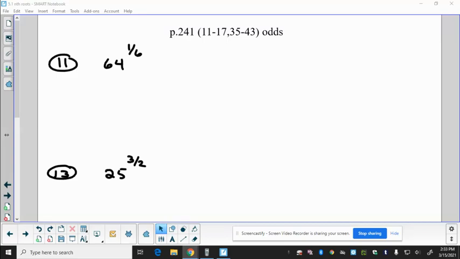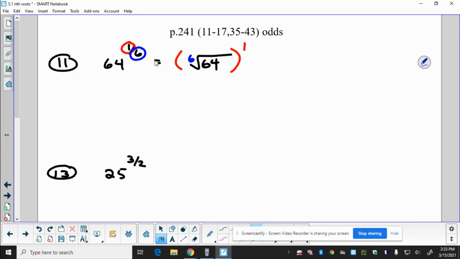Okay, let's take a look at some more problems for practice. How about everybody try number 11? Okay, so we want to rewrite this thing. Let's make it radical 64. Here's the exponent, or power of 1. Here's the root. So that power of 1 you can pretty much disregard, can't you?